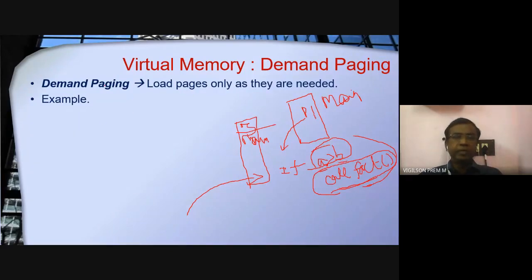Now I ask you one question. Suppose your process P1 is having, for example, 20 segments. Now my question is, how many segments must be available in main memory to start execution? How many segments must be available, at minimum, in the main memory?